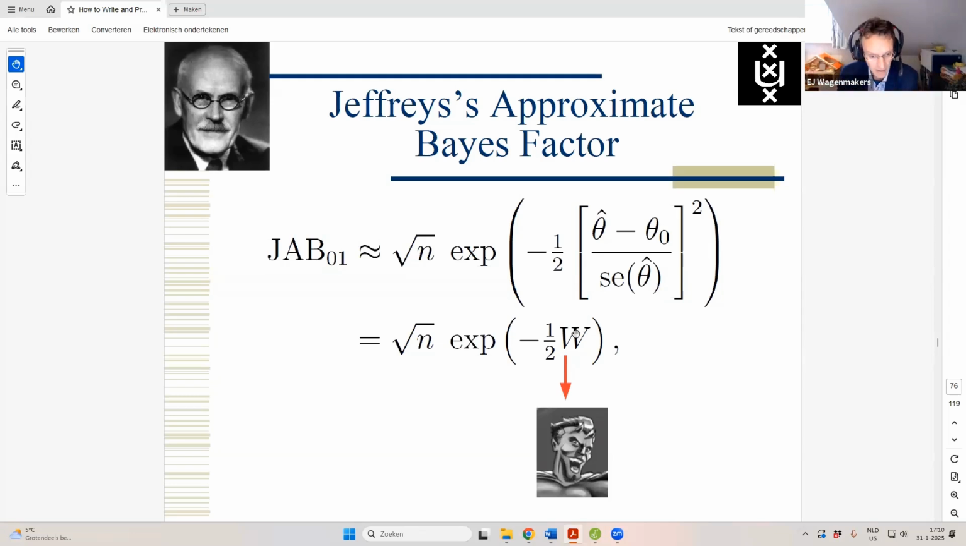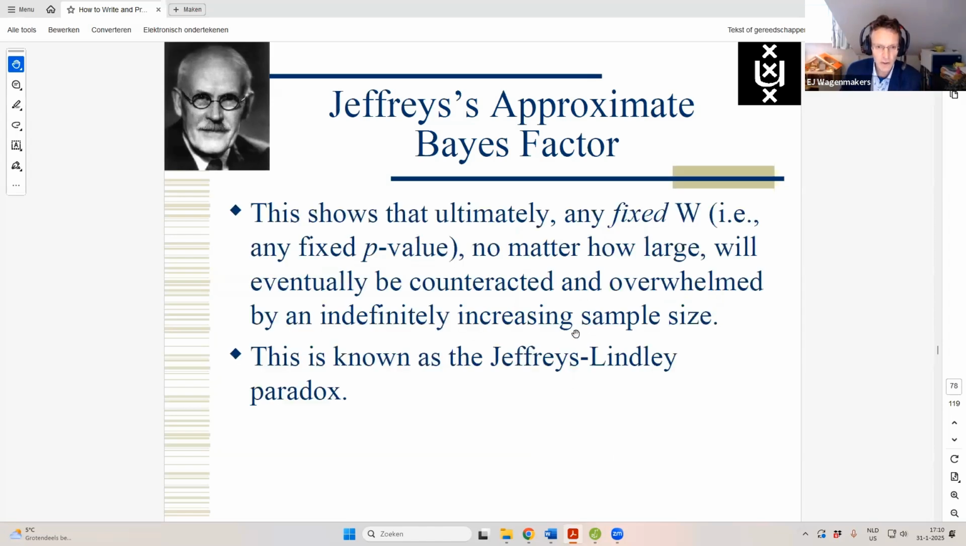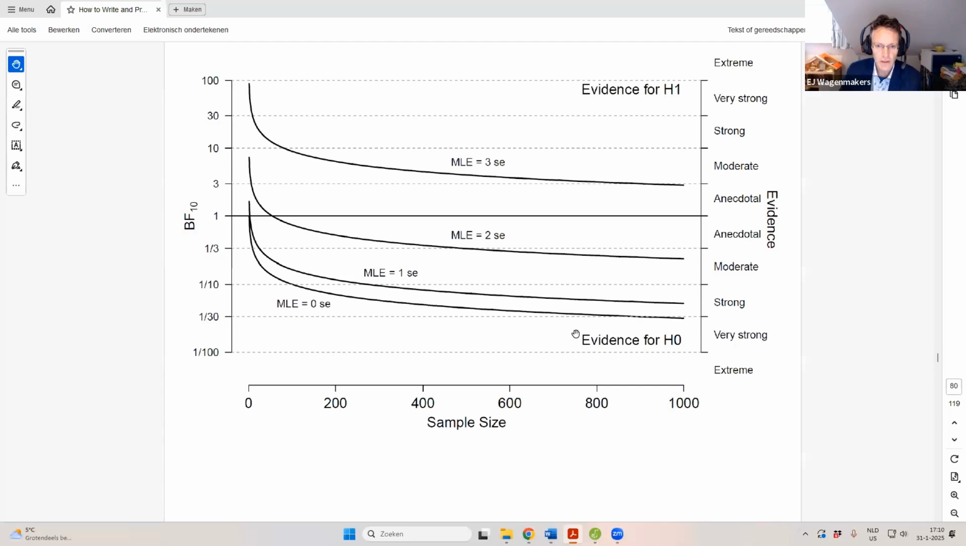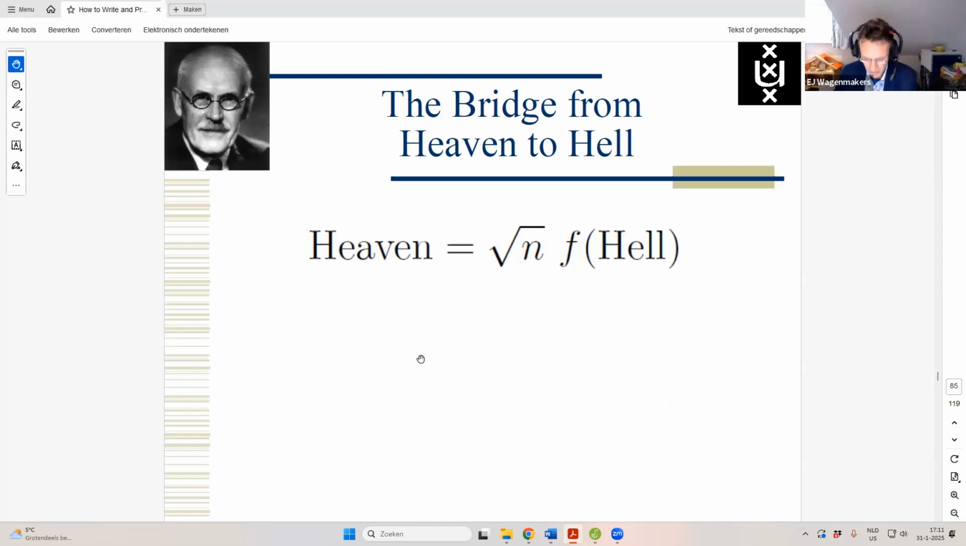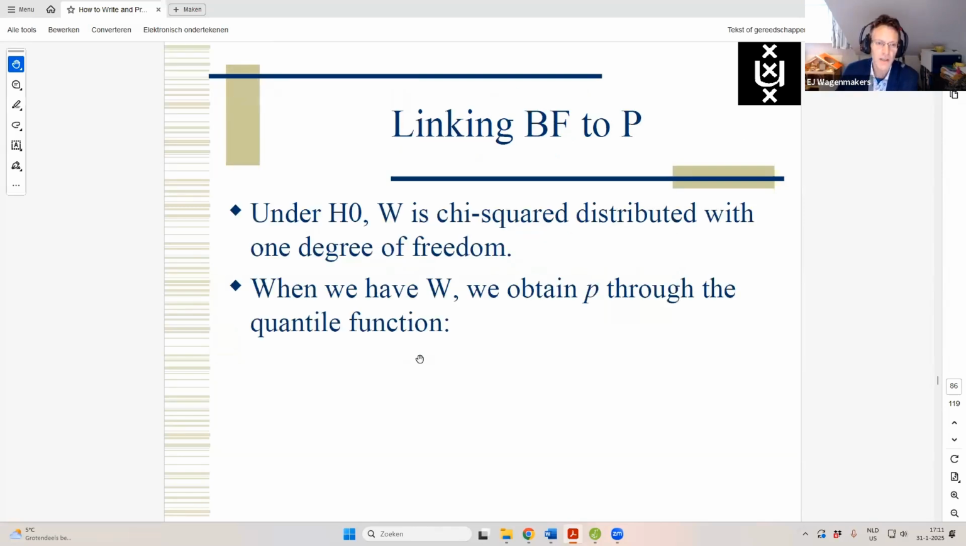So bad, p-values hell. And on the other hand, we see this square root n term. Sorry, I'm going to skip ahead a little bit. On the other hand, we have that Bayes factor. That's the heaven here. So you can see how we get from hell to heaven. It's simply adding a square root n term. So this is really conceptually what's going on here. If need be, I can return to some of the slides that I skipped just now, but I don't think that would get you a lot more insight.